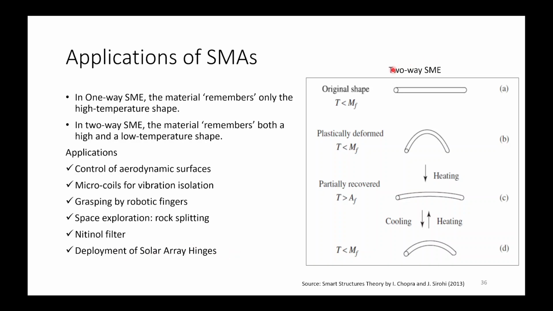In case of two-way shape memory effect, firstly we are using this original shape which is below martensitic temperature. So we are plastically deforming it below this temperature. Then on heating it will obtain the shape of high temperature, and then again on cooling we can get the shape which was given to it at lower temperature. So it can remember both the shapes.